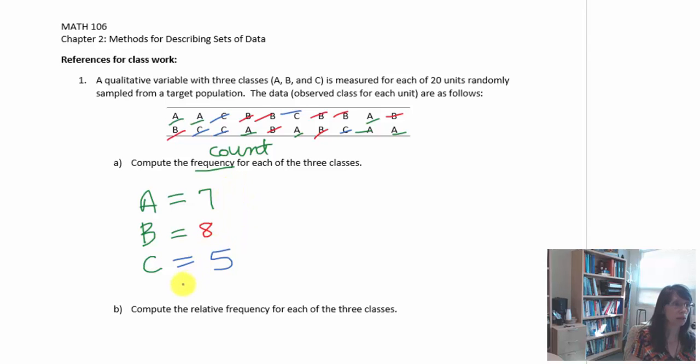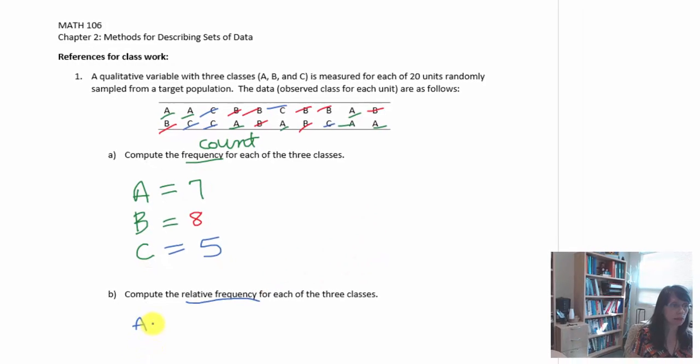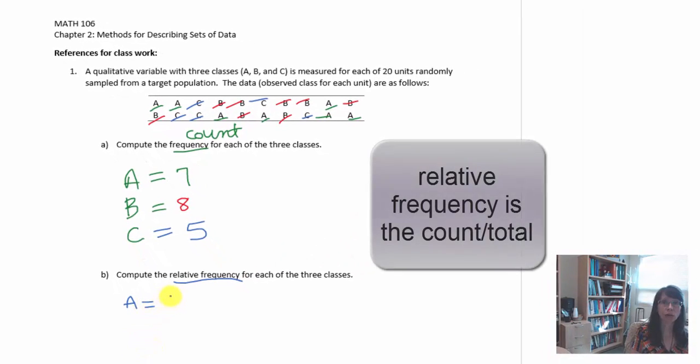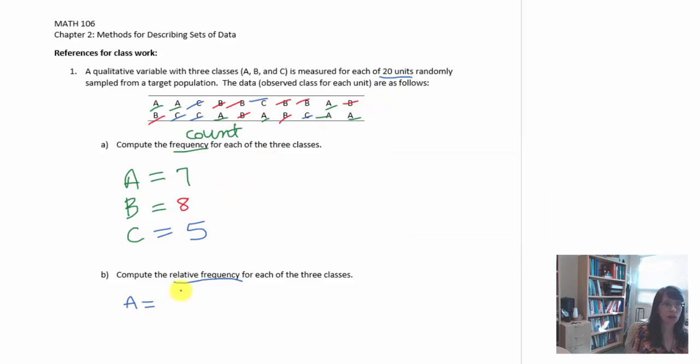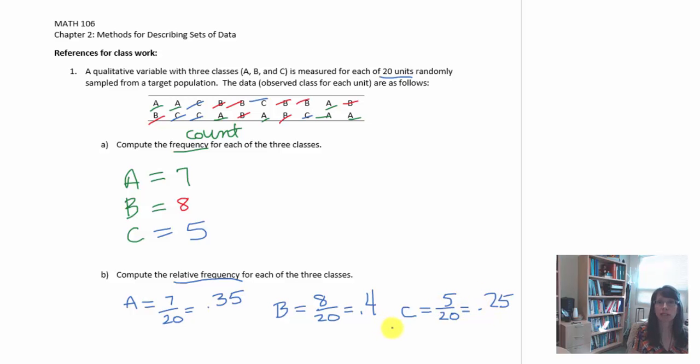Now that we know the frequency, we can compute the relative frequency. So for A, we're going to have 7 out of a total of 20, because back in the narrative it told us that there were 20 units randomly sampled. And we could go back and count all those data values. So 7 divided by 20 will be equal to 0.35. And for B, we had 8 out of 20, so 8 divided by 20 is 0.4. And finally, class C, 5 out of 20 is equal to 0.25. And now we have a relative frequency.